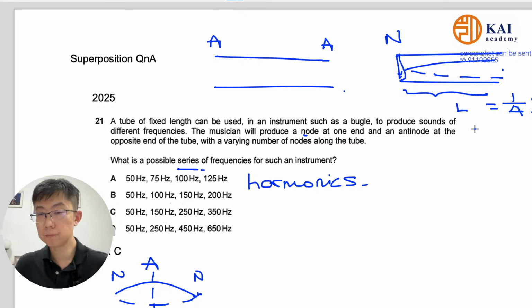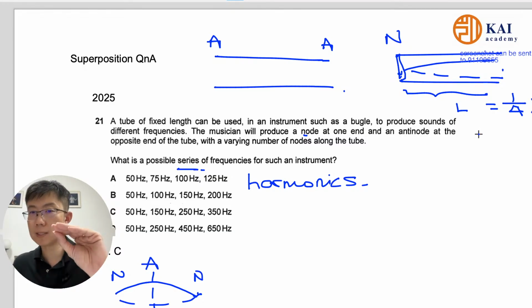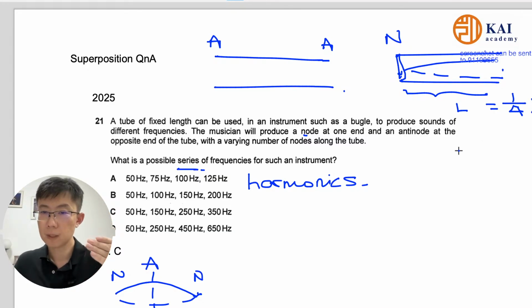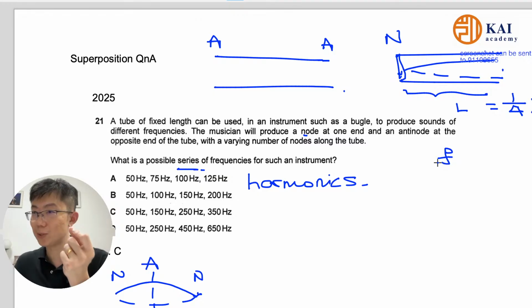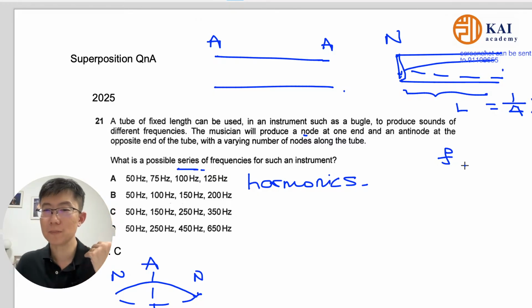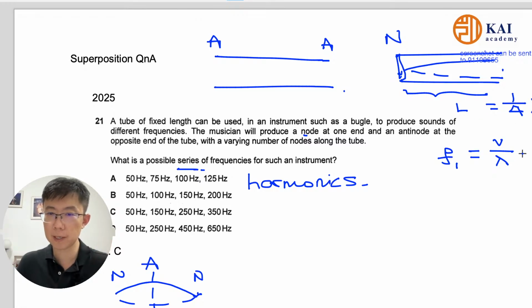If you want to know the frequency that this sound is being produced at, because the aim is to produce frequency, high pitch or low pitch, typically we write this as f1, the first mode or the first harmonic. That would be v over wavelength. If you rearrange this, wavelength is 4L, so f1 is v over 4L.